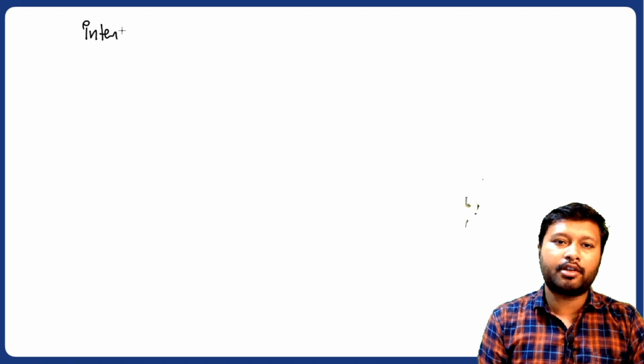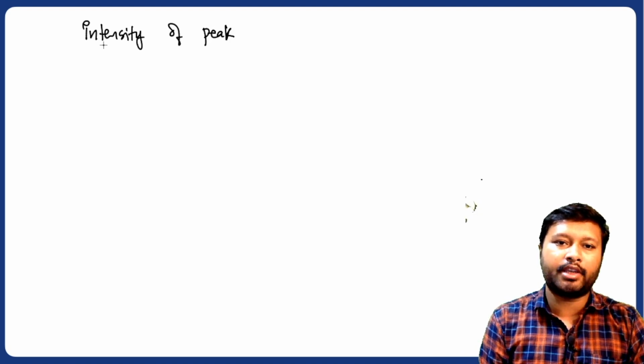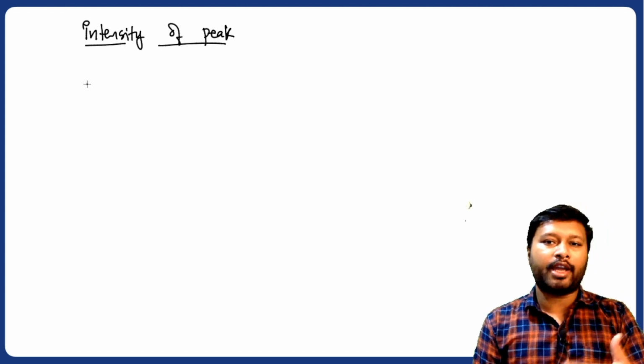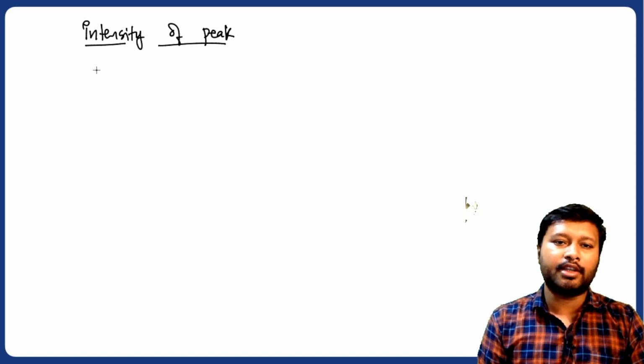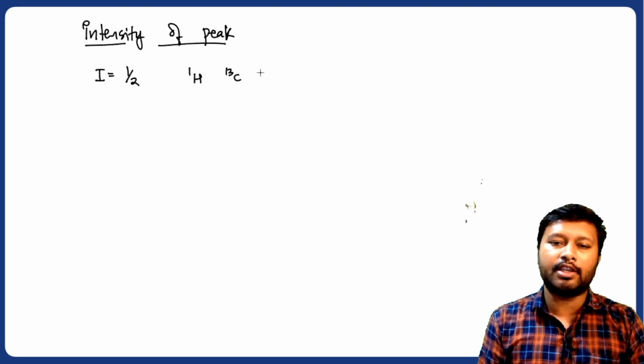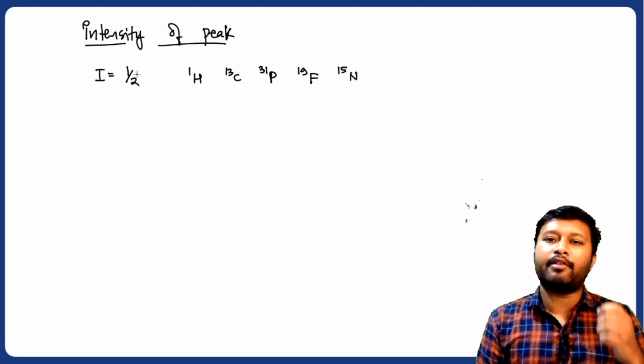Alright, so I'll talk about the intensity of the peak. Intensity of peak is basically defined based upon the I values. There are two types of I values which we generally study. If the I value is half, various different nuclei have I value half, under which we have proton, 13C, 31 phosphorus, 19F, and 15N. So all these nuclei have I value half.